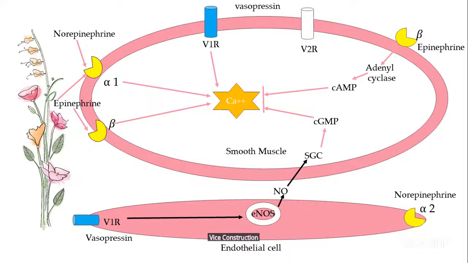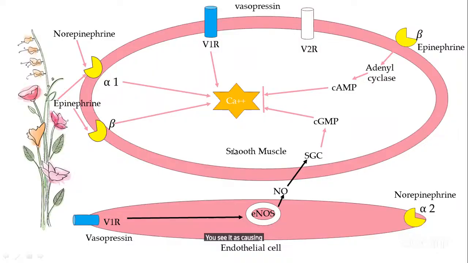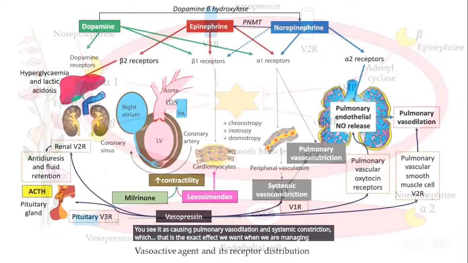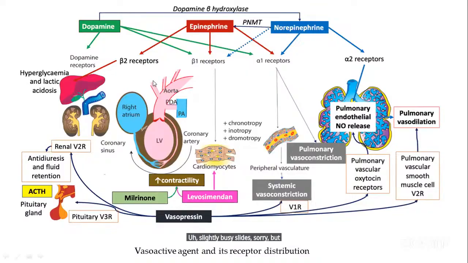So vasopressin is coming up these days as a drug of choice for managing hypertension in PPHN, because you see it is causing pulmonary vasodilation and systemic constriction, which is the exact effect we want when we are managing hypertension in PPHN. Slightly busy slides, sorry, but these are dopamine.